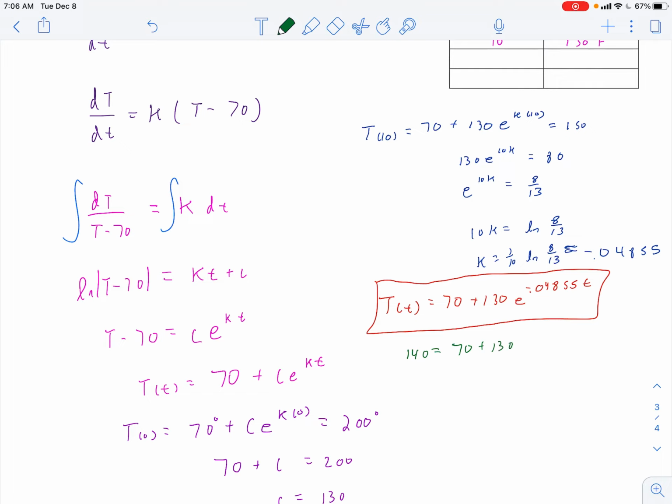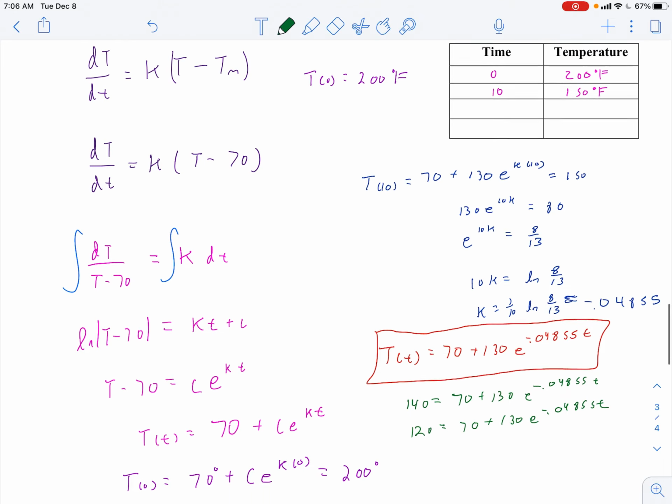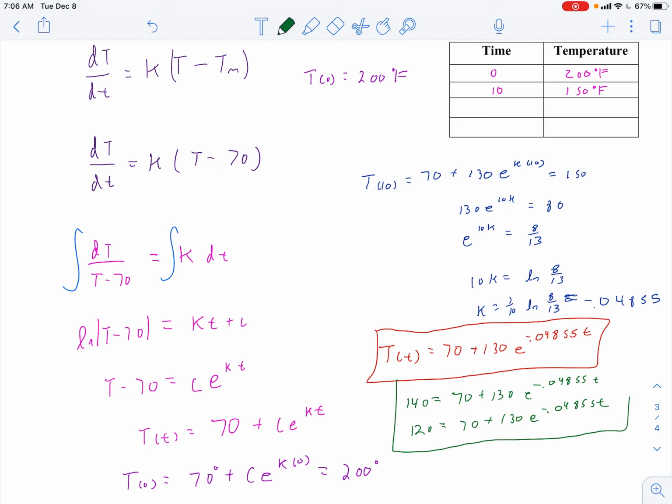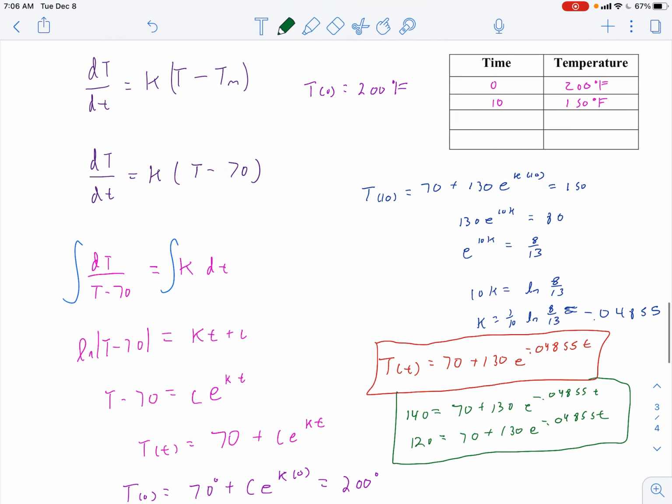70 plus 130 e to the negative 0.04855 t. So what time is that? And then also we'll do 120 is equal to 70 plus 130 e to the negative 0.04855 t. If you want to know how to solve that, all you do is subtract 70 from both sides, divide by 130, take the natural log, then divide that by negative 0.04855. So, check that on your own. Again, you could just plug that into your graphing calculator, let it solve, or plug it into Desmos as well.